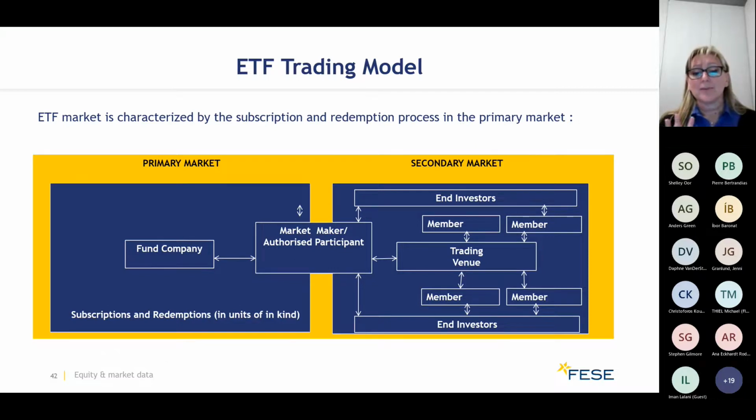This mechanism, I don't really want to lose too much time, but trust me, is very well explained on the internet. This link is what makes it possible that you don't have any pressure on the sell side or the buy side. And for this reason, the price of the market is always the price of the portfolio that is in the fund, in the ETF. And if it's not the case, the market maker, the authorized participant, can buy in the market and redeem with the fund company, or vice versa. Through this mechanism, the two values of the fund are aligned.